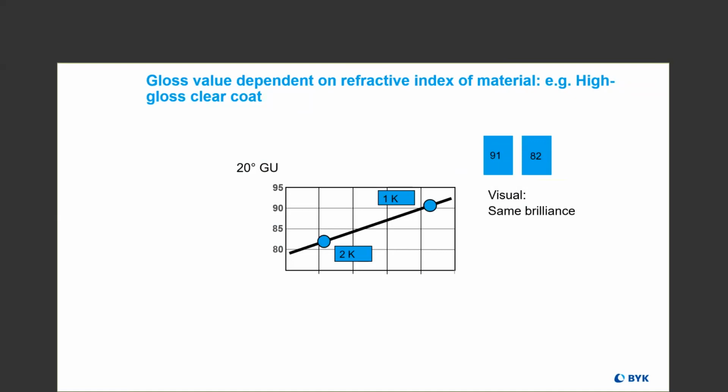So this leads us to the recommendation that you should really only compare gloss measurements of materials with the same refractive index. And so it can be very tough trying to compare different paint systems that might have different refractive indices. You really only want to compare gloss with the same type of material.